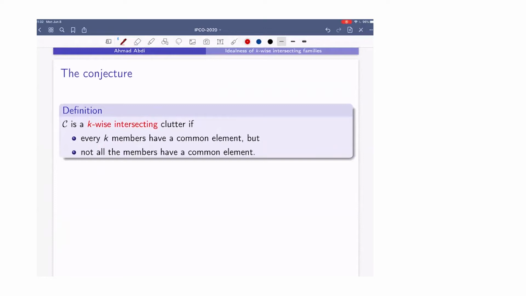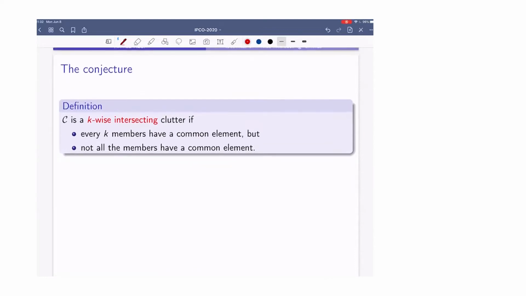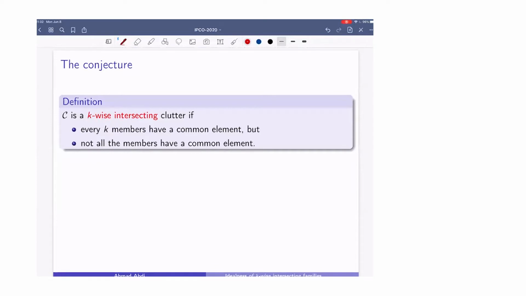There's a big conjecture that we have, and it's a very simple conjecture, and it's very easy to state, yet we haven't been able to solve it. So I'm just gonna put it out there in case anybody can solve it. So I'll say that my clutter C is a K-wise intersecting clutter if every set of K members have a common element, but not all the members have a common element. Okay, so the reason I have the second condition is to eliminate stupid examples. I could have clutters where every member contains a fixed element, and obviously every subset of the members would intersect in that case.